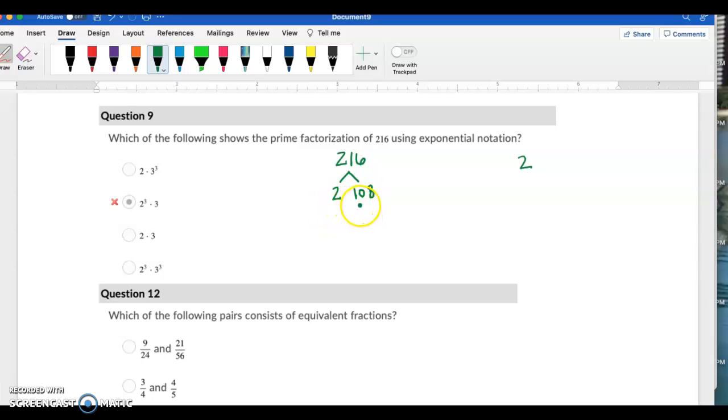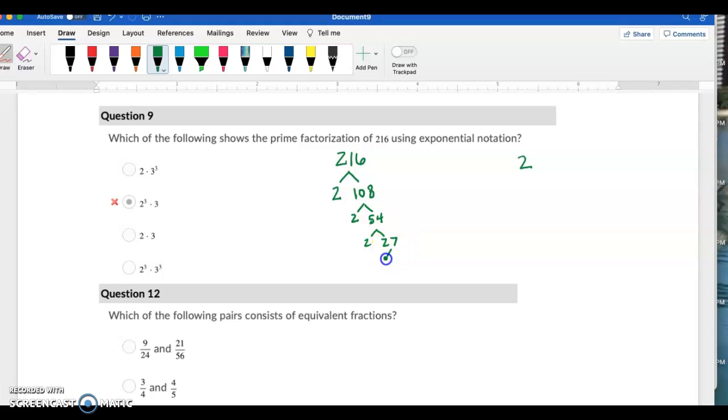I can't divide anything else by 2, but then maybe I divide by 2 again. I just keep going, dividing by 2 as many times as I can, and there's 54, and then divide by 2 again, and that gives me 27. Now, is 27 divided by 2 possible? It is not, because 27 is an odd number.